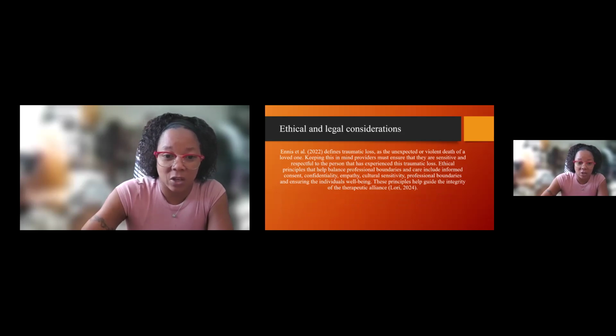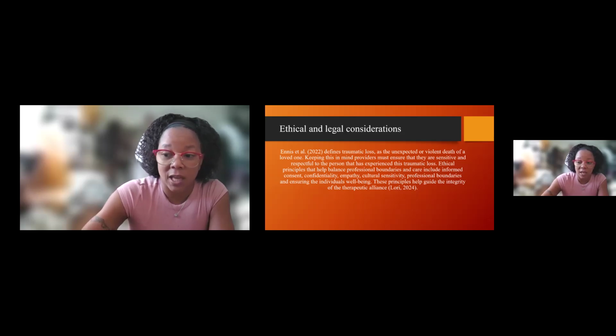Ennis defines traumatic loss as the unexpected or violent death of a loved one. Keeping this in mind, providers must ensure that they are sensitive and respectful to the person that has experienced this loss. Ethical principles that help balance professional boundaries and care include informed consent, confidentiality, empathy, cultural sensitivity, professional boundaries, and ensuring the person's well-being. These principles help guide the integrity of the therapeutic alliance.